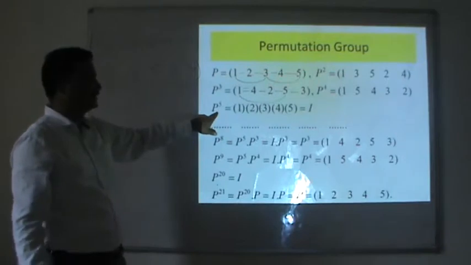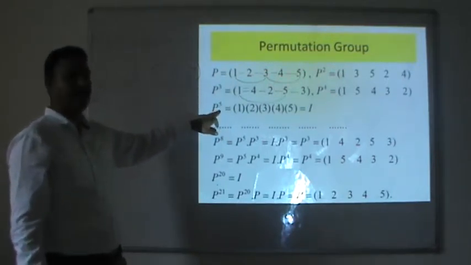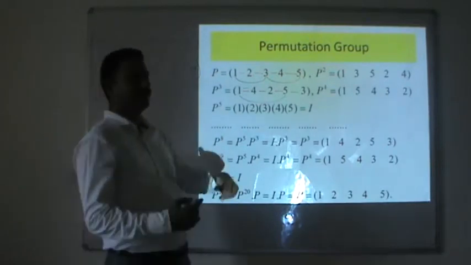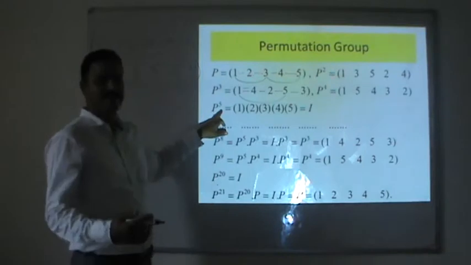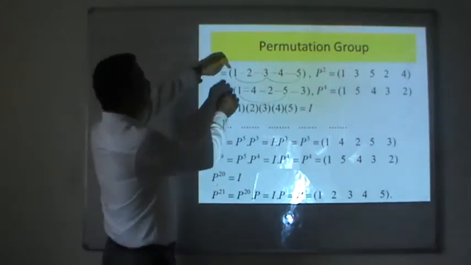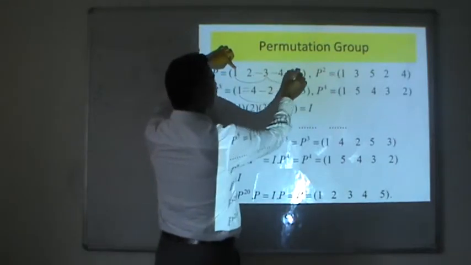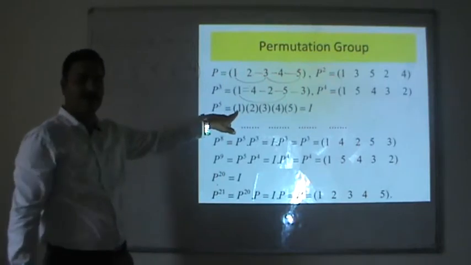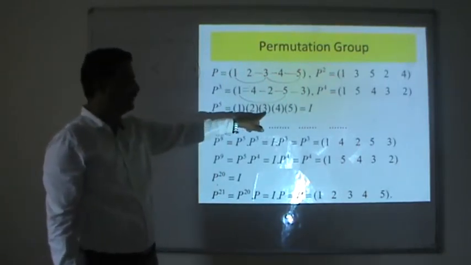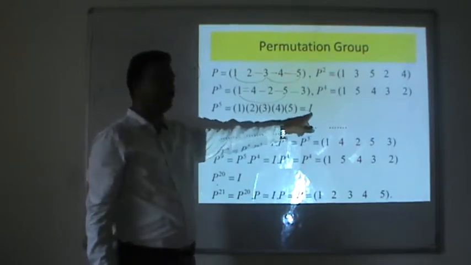Now, in a similar manner, we can easily determine our P5. When we determine P5, it means every symbol is replaced 5 times. Suppose this is the first element: 1, 2, 3, 4 and 5 times. So again the same element comes. So 1 maps to 1, 2 maps to 2, 3 maps to 3, 4 maps to 4, 5 maps to 5. And this gives us an identity permutation.